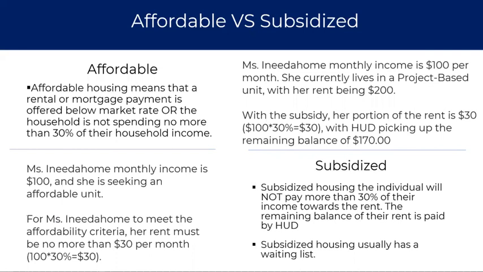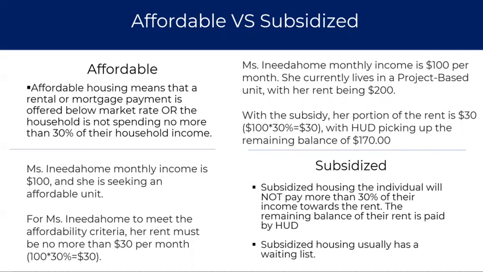Now we're going to see how subsidies work. If an individual or family is receiving a subsidy, they will not pay more than 30% of their income towards the rent, and the remaining balance will be paid by HUD. So let's pick on Miss I Need a Home again. Her monthly income is $100 per month. She currently lives in a Section 8 project-based unit with her rent being $200.